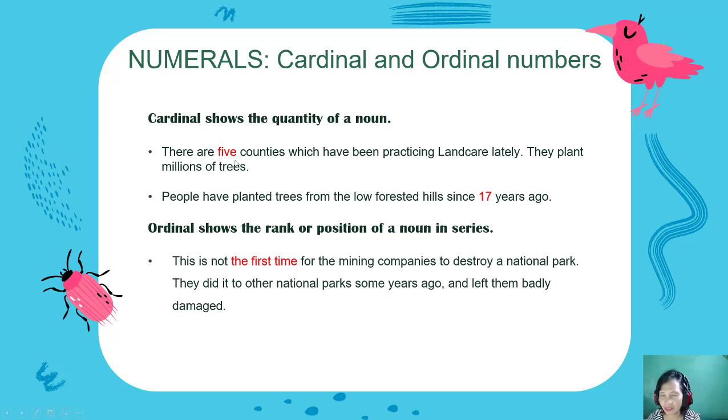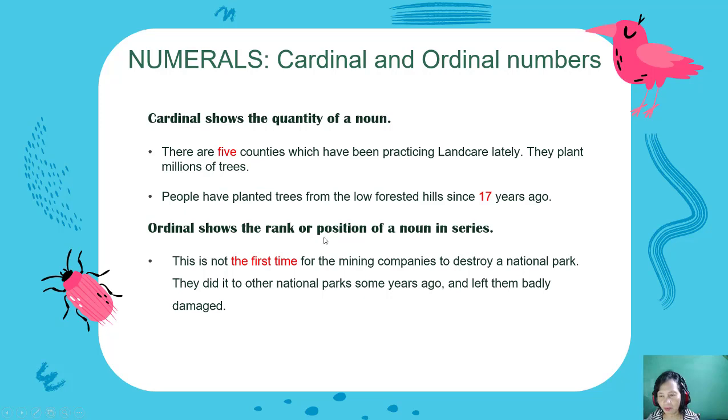So it is 1 through 9. That's why we spell it out. People have planted trees from the low forested hills since 17 years ago. So 17 is more than 10, so we have numerals.